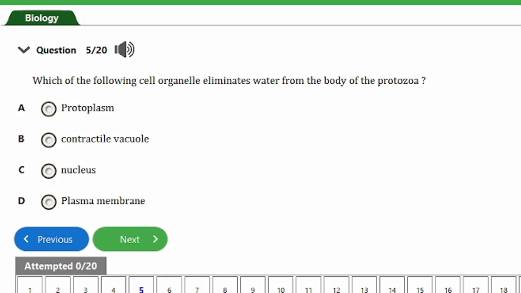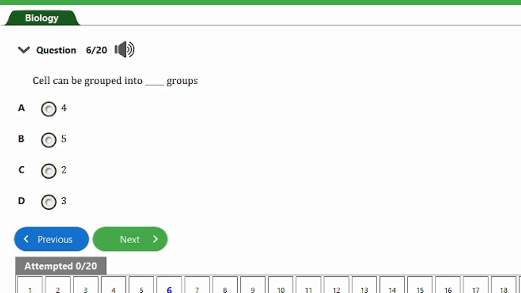It says, which of the following cell organelle eliminates water from the body of the protozoa? A. Protoplasm, B. Contractile vacuole, C. Nucleus, and D. Plasma membrane. So guys, the answer to this question is option B, and that's the contractile vacuole. The contractile vacuole is responsible for osmoregulation, and that's the cell organelle that eliminates water from the body of the protozoan. So let's look at the next question.